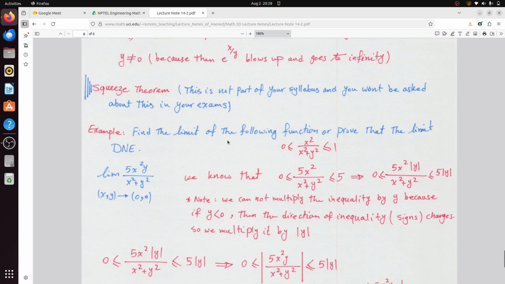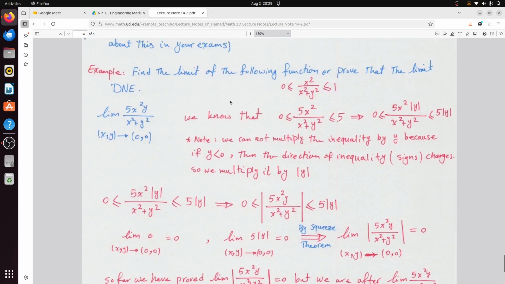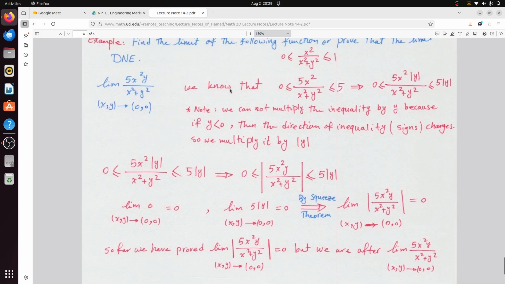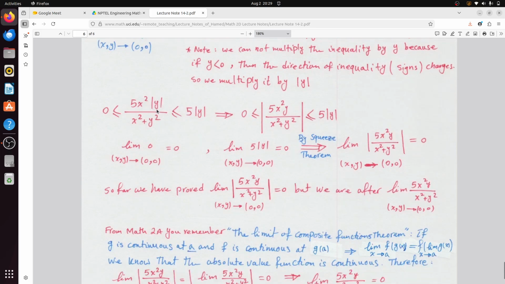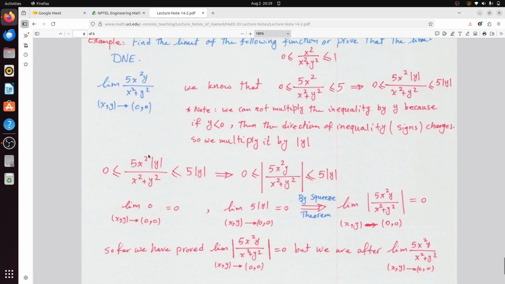So this is the squeeze theorem. Okay, but this is definitely of your syllabus. You can also use polar coordinates: use x equal to r cos theta, y equal to r sin theta. I also use the squeeze theorem. The squeeze theorem we have already discussed in the first class.